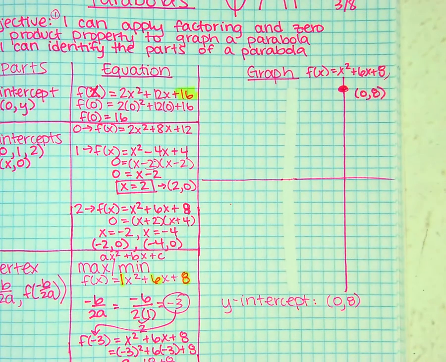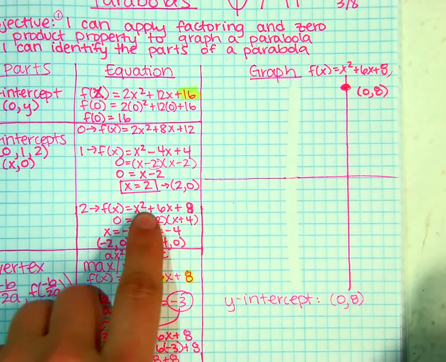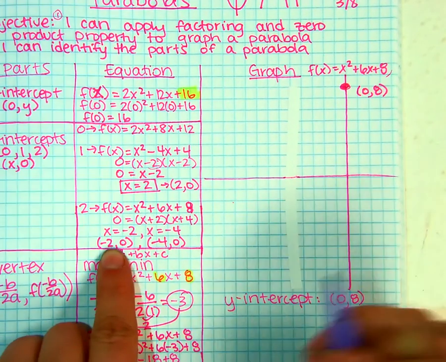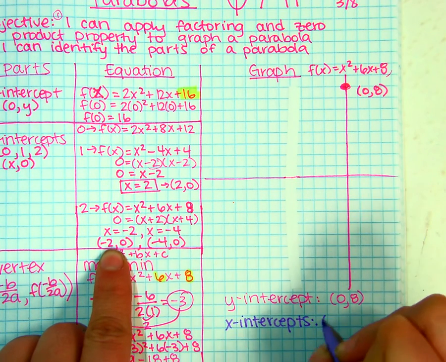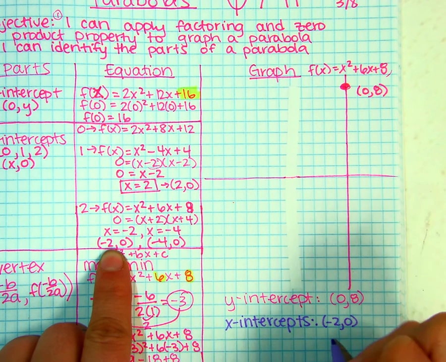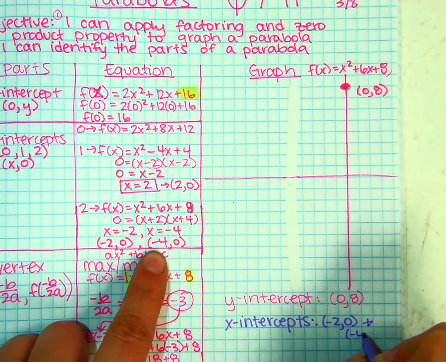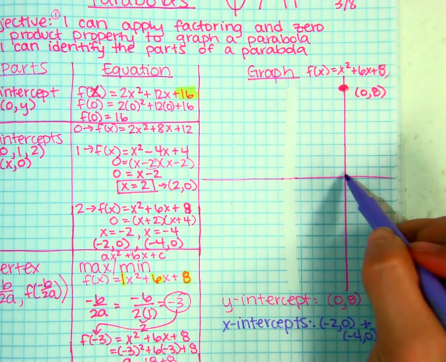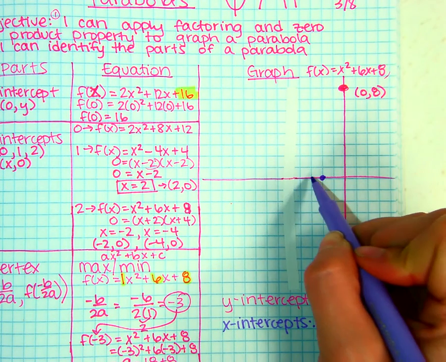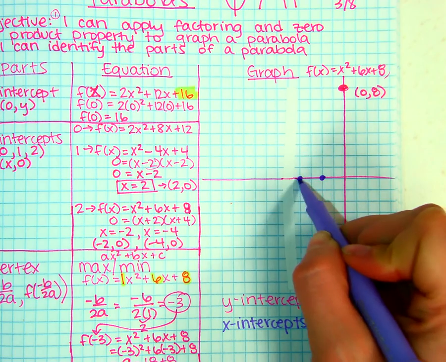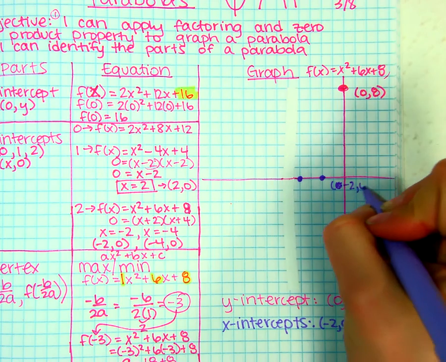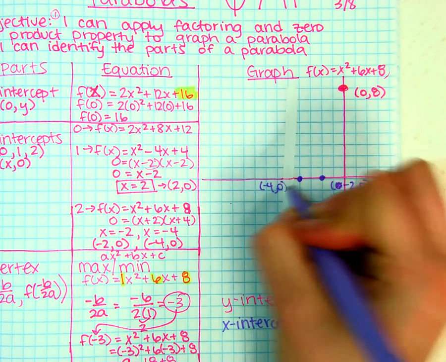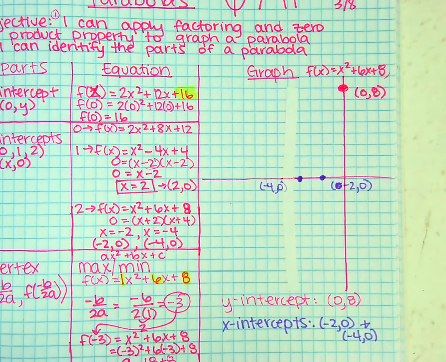Now we're going to do our x-intercepts. So our x-intercepts, when we found it here, we've got x is negative 2, so x-intercepts negative 2, 0, and negative 4, 0. So I'm going to go negative 2, 0, and negative 4, 0. Okay, so those are our x-intercepts. That's where they're crossing the x-axis.